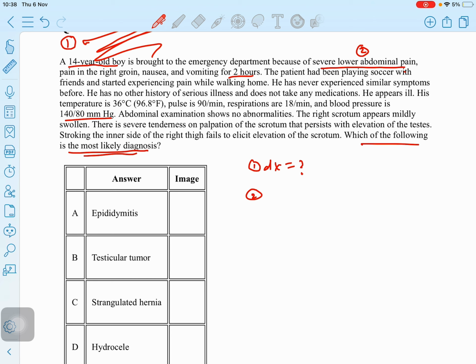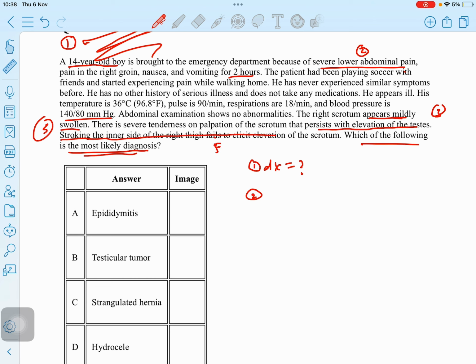The right scrotum appears mildly swollen. Okay, and there is severe tenderness on palpation of the scrotum that persists with elevation of the testes. So we will say that when we elevate the testes, the pain intensity increases. Stroking the inner side of the right thigh fails to elicit elevation of the scrotum. This is known as the cremasteric reflex.